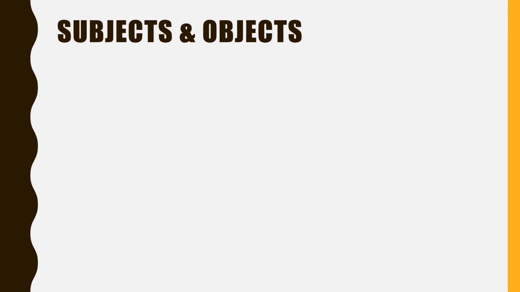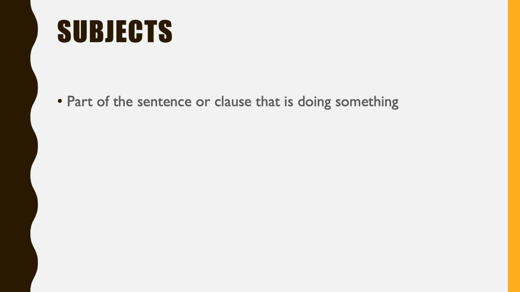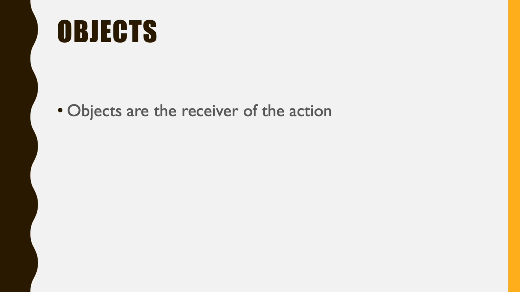Subjects and objects. This is also important to understand when we're building sentences that are grammatically accurate, clear and concise. So subjects, this is the part of the sentence or clause that is doing something. Typically, this is your noun, if you will. Objects are the receiver of the action. So it is not the action, because that, of course, is the verb. It is what receives the action. For example, Sarah threw the ball. The ball is our object because it is receiving the action.